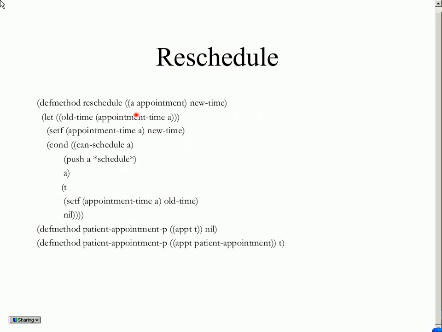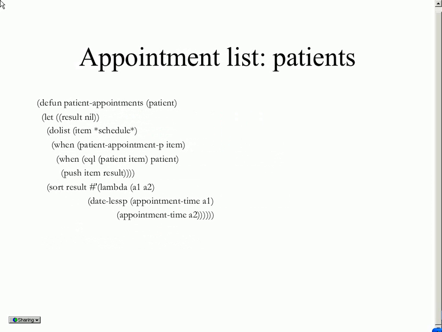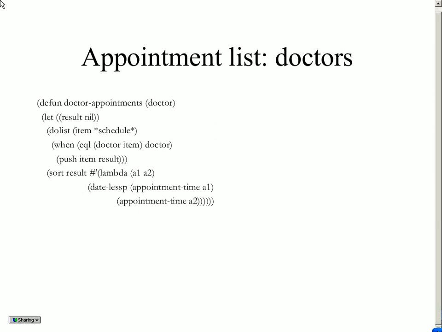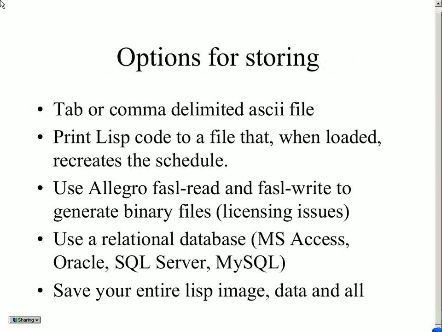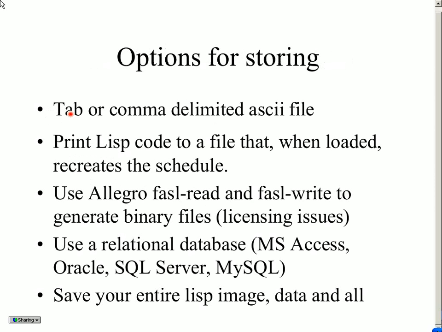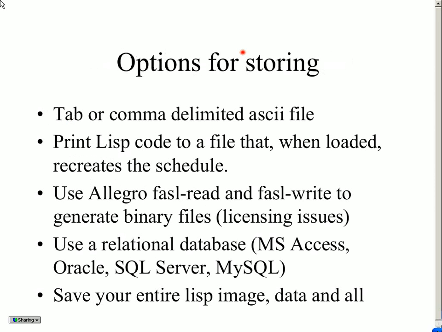And we also have a way of rescheduling an appointment. And now we start making patient appointments for a patient. We give them a list of appointments, and doctor appointments for doctors. Whenever you have a database, this is just some information. So what this schedule and appointment thing is, it's basically a database.